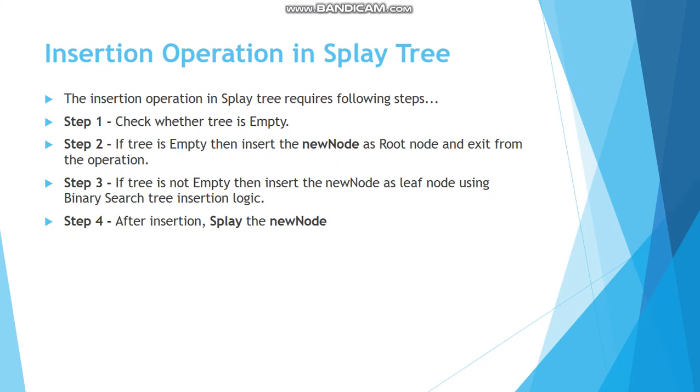Now we will look at the insertion operation in Splay tree. At first we will check whether tree is empty or not. If tree is empty, then we will insert the new node as root node and exit from the operation. And if tree is not empty, then we will insert the new node as leaf node using binary search tree insertion logic. After insertion, we will splay the new node.